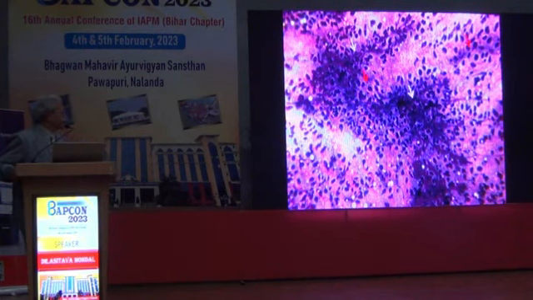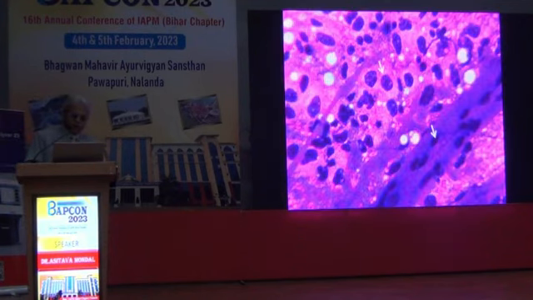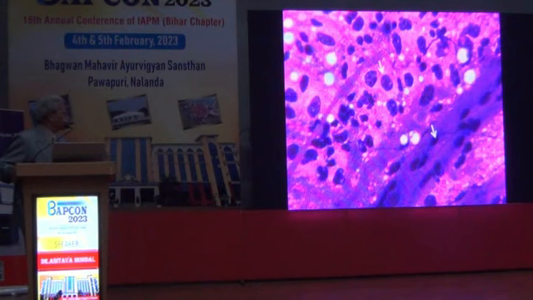We can see the connective tissue strands. Cells are attached, some cells are floating, rounded cells, not much pleomorphic. So it is not a parotid gland tumor. In this image, you can see the connective tissue strands and the cells, some attached, some floating, and there are mitotic figures over there.